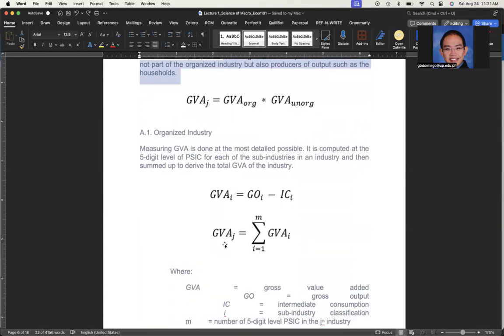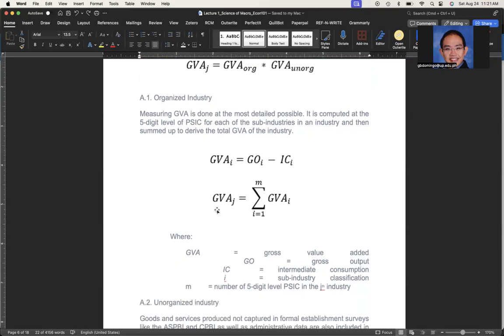So here's your organized industry, which is your typical GVA or gross value added or producers' production estimation approach. So GVA is basically the sum of GVA of the organized and the GVA of the unorganized. So you can think of the unorganized as the sort of shadow or informal sector of the economy. So how do you deal with this GVA organized? For the organized industry, it's simple.